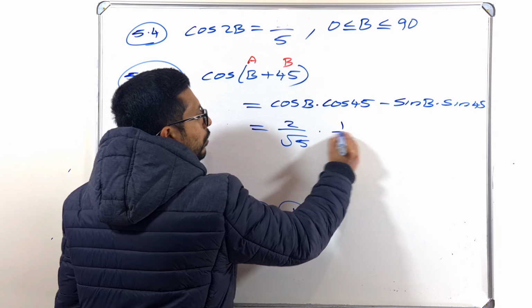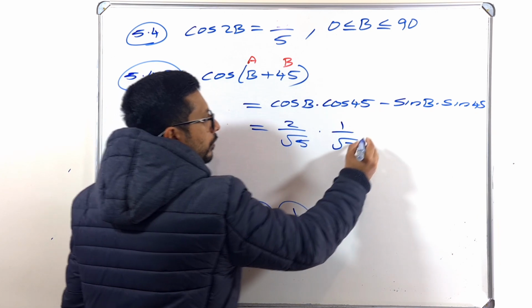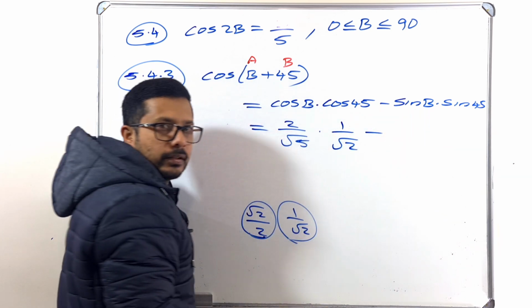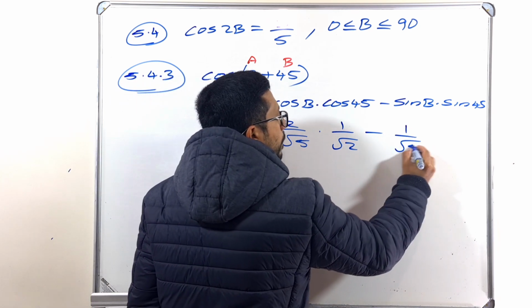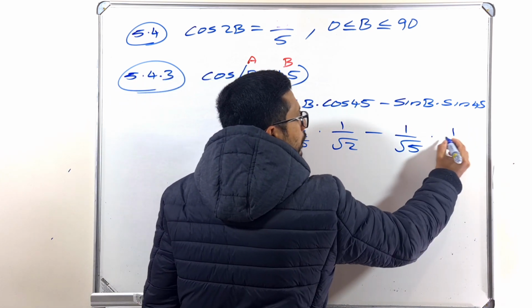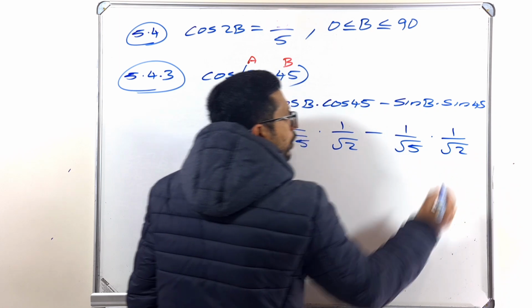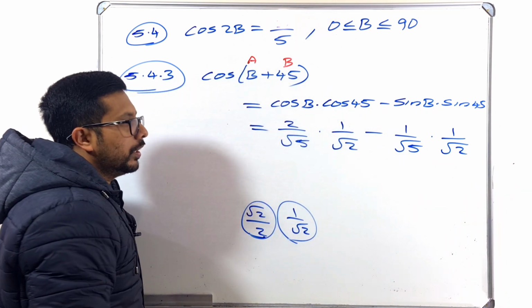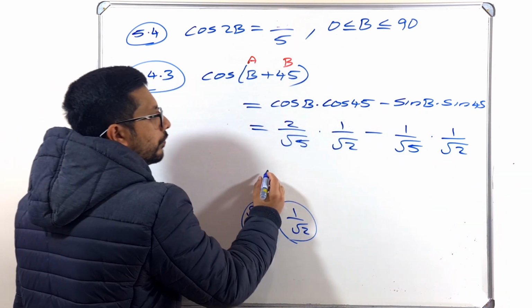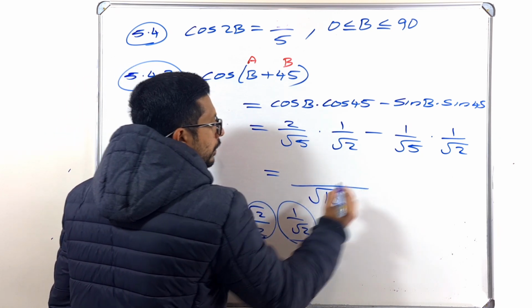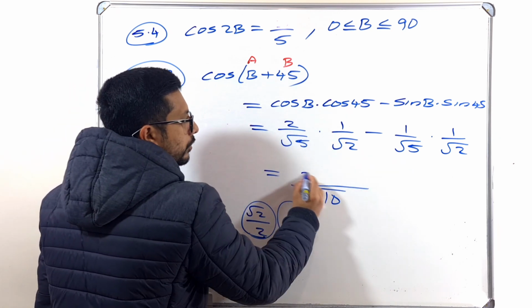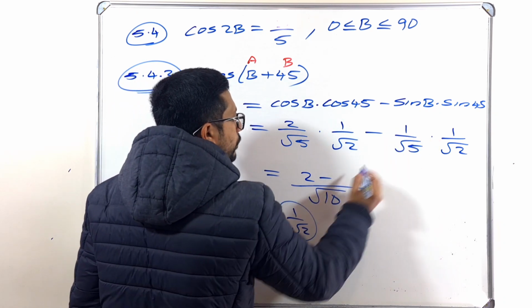So it is 1 over root 2 minus sin B, previous question, that is 1 over root 5 times sin 45, that is also a special angle, 1 over root 2. So here you can see that root 5 into root 2 is root 10, divided by 2 into 1 is 2, minus 1 into 1, 1.